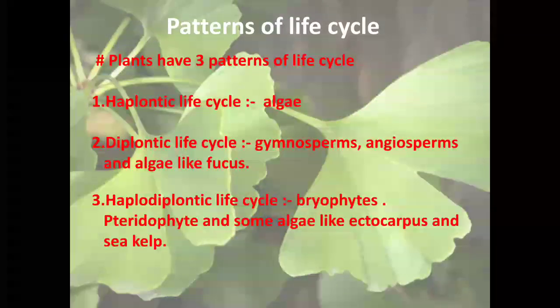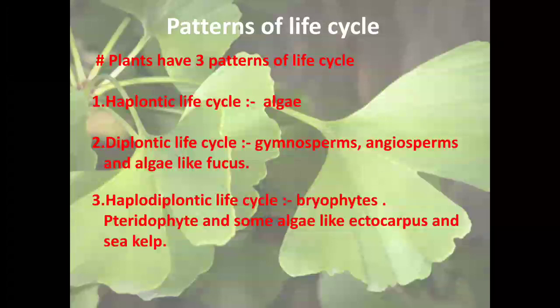Now next is the pattern of the life cycle. There are three basic patterns of the life cycle found in the plant kingdom. One is the haplontic life cycle, basically found in the algae. Haplontic means development of the entire alga or plant with the half number of chromosomes, haploid cells. Then the diplontic life cycle, found in gymnosperms, angiosperms, and some algae like Fucus. Diplontic means the chromosome number is double in the zygote, and the zygote is responsible for the development of the new plant.